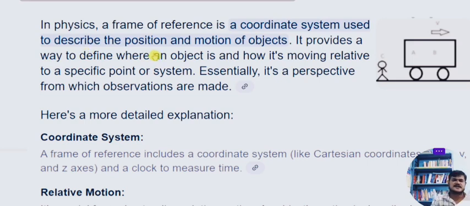Hello my students, welcome. Now we are going to learn the relativity concept. Actually, Einstein's relativity concept deals with the inertial frame and the non-inertial frame.